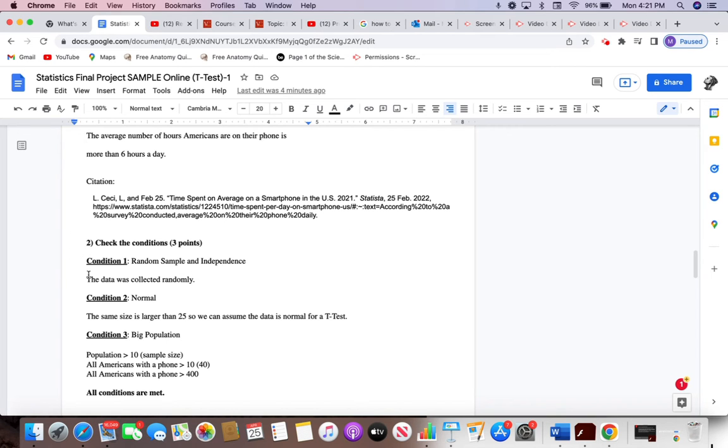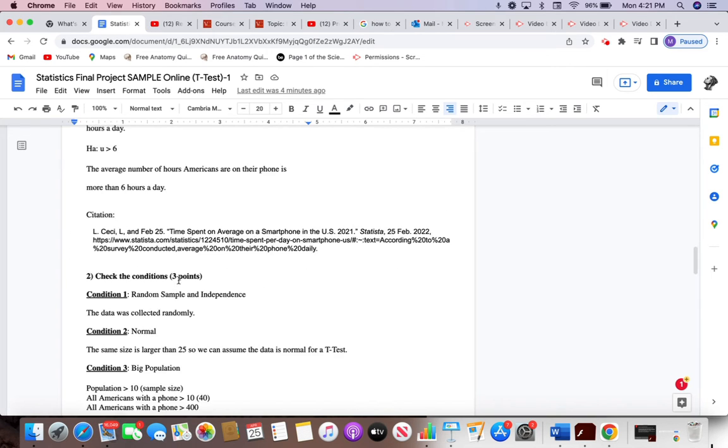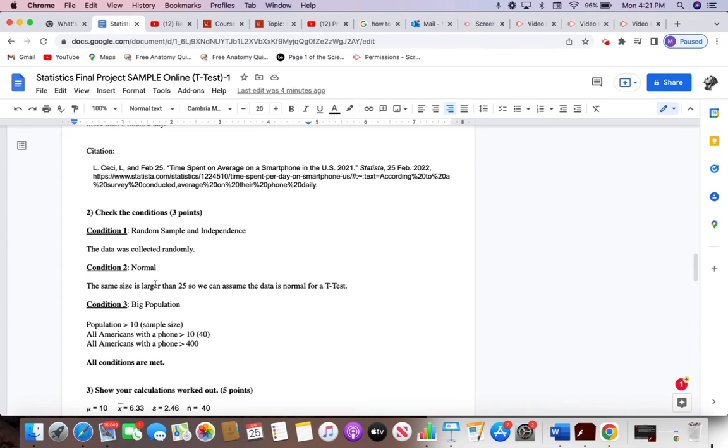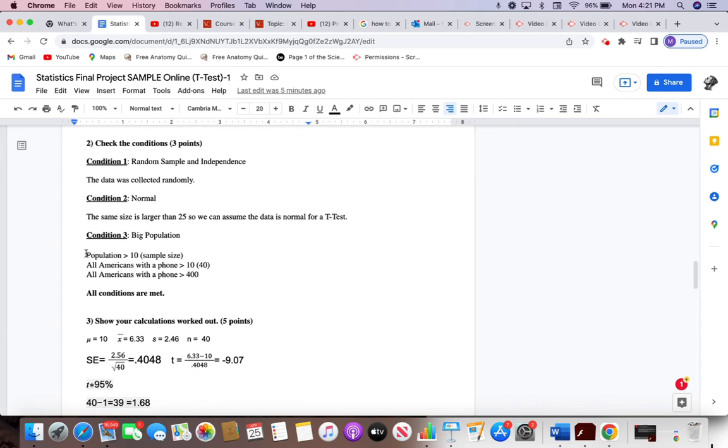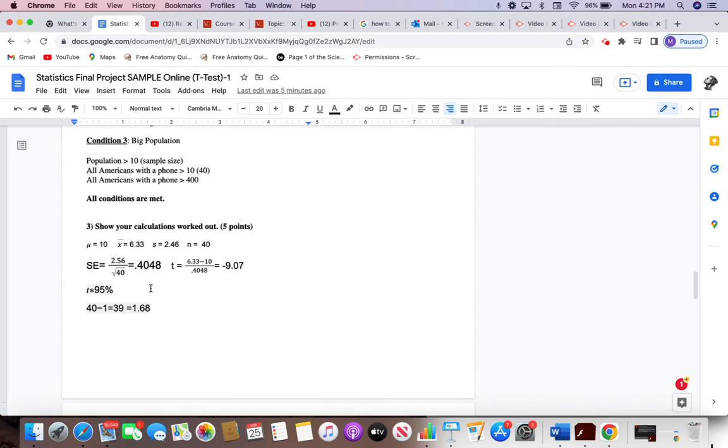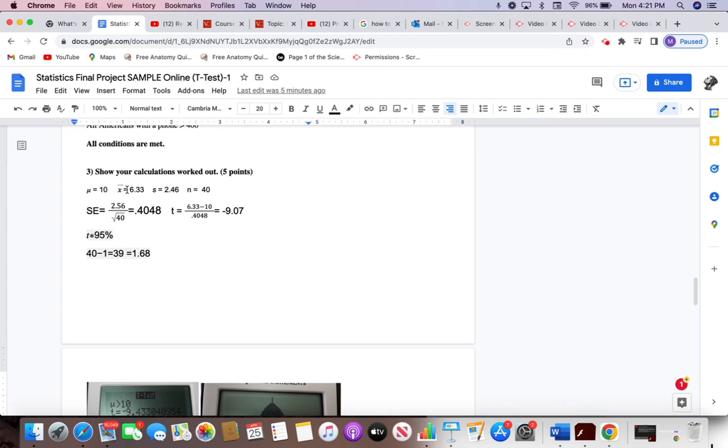My conditions: it was collected randomly, it was stated to be normal, and it's larger than 25, the sample size being 40. My population is 10 times the sample size, which is 400, and definitely more people than 400 have a phone. My mu, my x bar, my standard deviation, and my sample size.